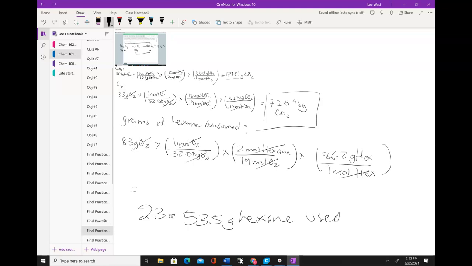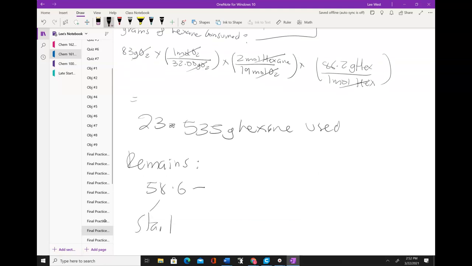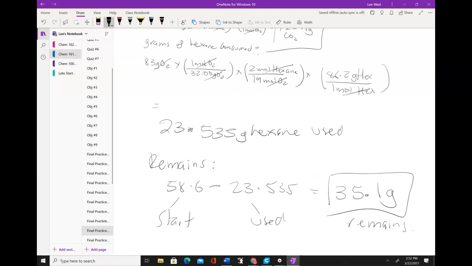Okay, so that's how much is going to get used. How much did we start with? We started with 58.6. So what remains? 58.6, what we started with. How much got used? 23.535. That's what got used. What's left over is how much remains. Start with 12 eggs, you use 4, you'd have 8 left over. 58.6 minus that, 35.1 grams. All right, and that's it.